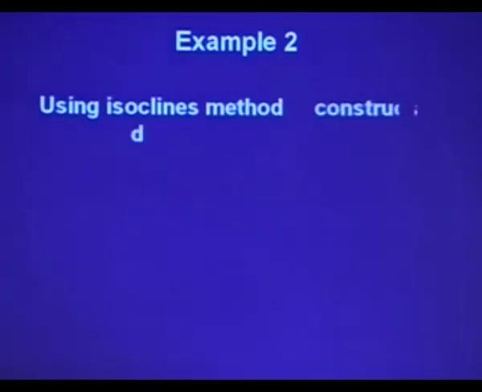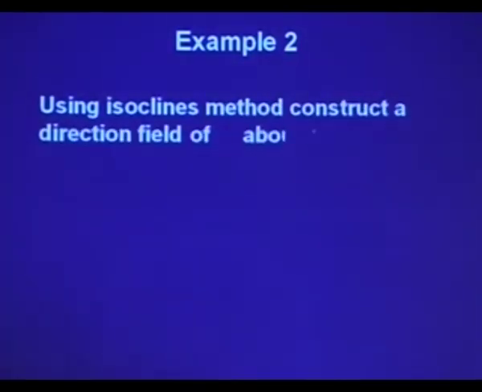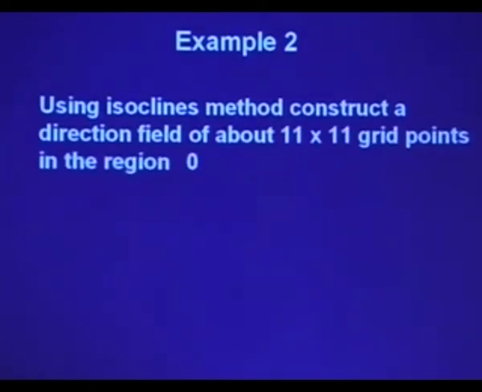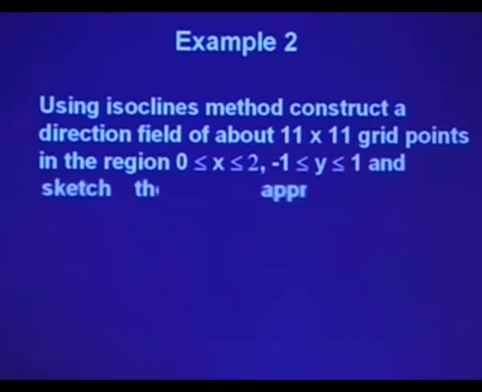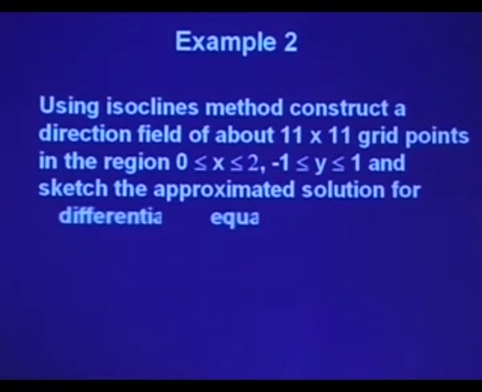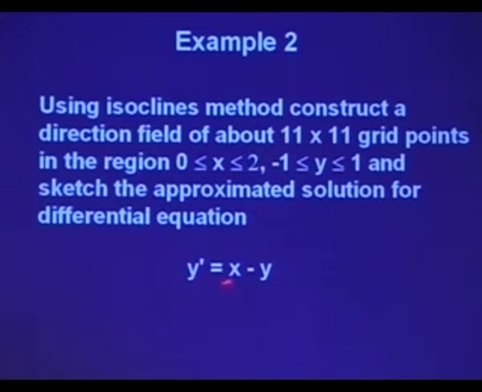Second example. Using the isocline method, construct a direction field of about 11 cross 11 grid points in the region x from 0 to 2 and y from minus 1 to plus 1, and sketch the approximate solution for the differential equation y dash is equal to x minus y. You see that the differential equation here is written in explicit form, y dash is a function of x and y. We will solve this equation by the isocline method. So, let us move to the solution.